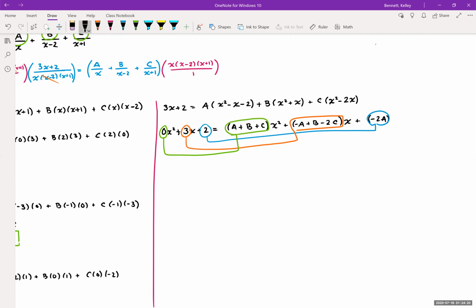So what you end up with is a system of linear equations. So I have 0 equals a plus b plus c. I have that 3 equals negative a plus b minus 2c, and then I get 2 equals negative 2a.